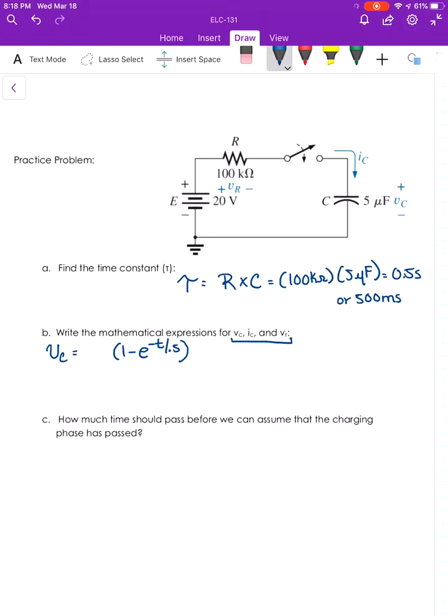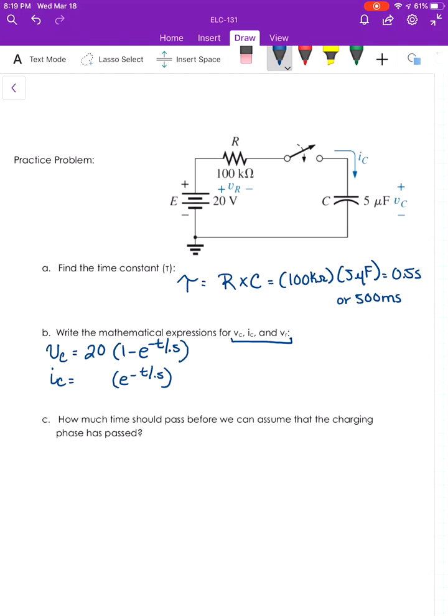And that maximum value we're charging to here is going to be that 20 volts. To write your equation for I sub c, remember, once we close this switch, we're allowing current to flow as we're trying to charge up that capacitor. So we have full current at that point, and the capacitor looks like a short circuit. It's going to go to 0 as that capacitor charges. So the shape of that is e to the minus t over 0.5.